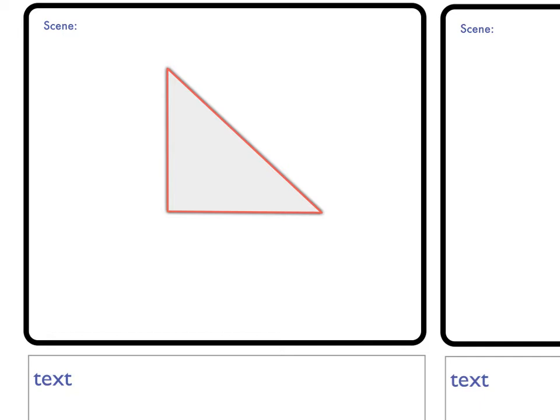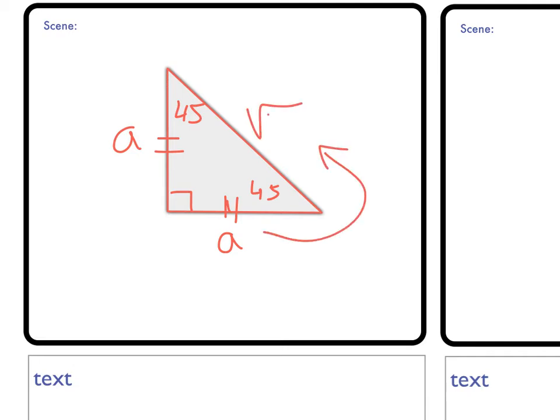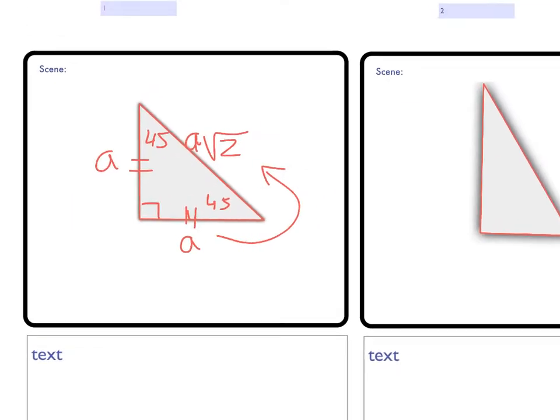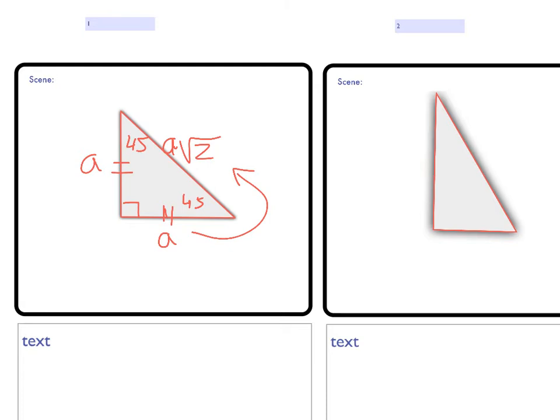All right. If we have a right triangle and we know it's a 45, 45, 90, the key is that these two legs are the same. So if this is A, then this is A, whatever variable it is. To find the hypotenuse, we multiply by the square root of 2. So it's A times the square root of 2. The square root of 2 is about 1.414.